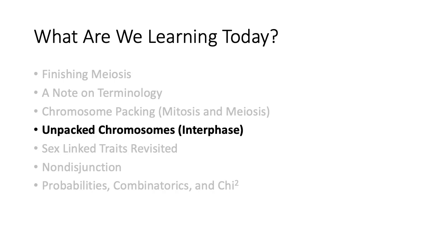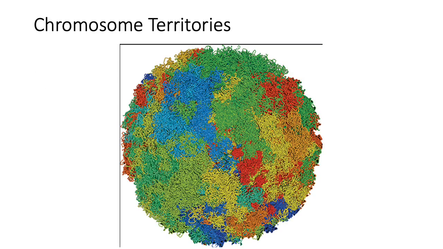But what about the rest of the cell cycle? I mean, mitosis and meiosis are a small portion of the cell cycle. So what happens during interphase? G1, S phase, G2. That's where we get into chromosome territories.